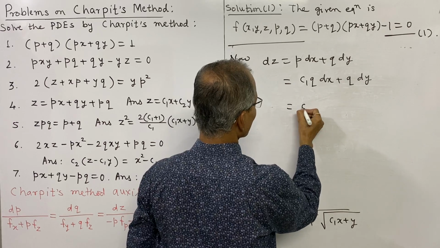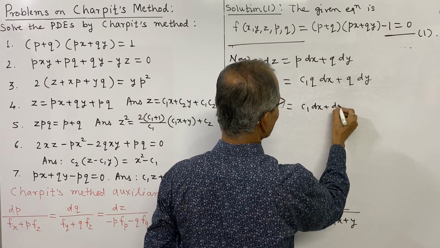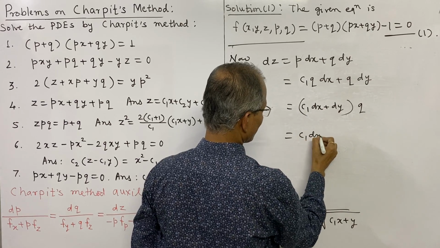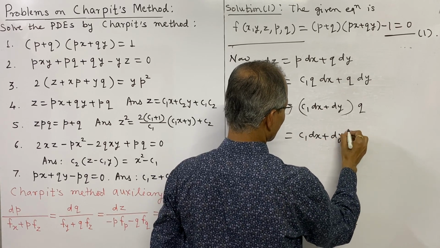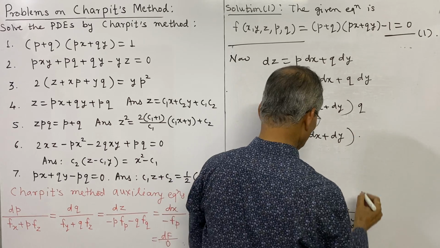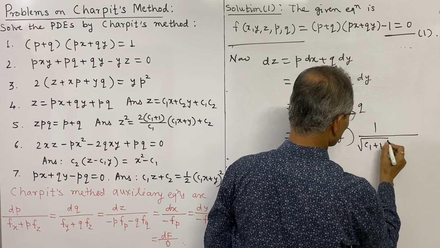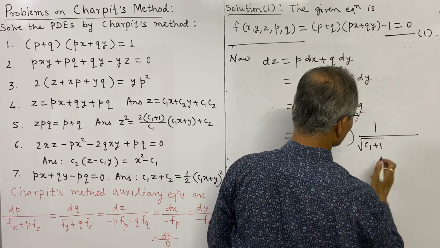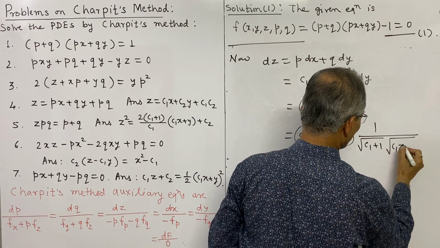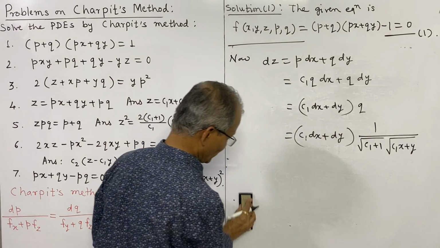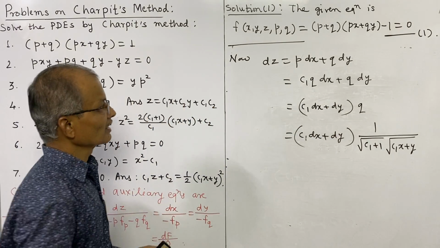and that is c1 dx plus dy times q, or that will be c1 dx plus dy times q is this value 1 over root of c1 plus 1 into root of c1x plus y. So thus we have used the value of p and q. You should know this, and this is dz.